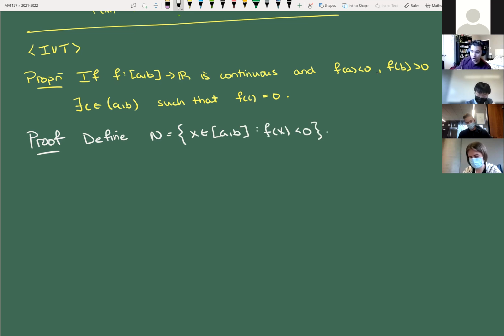Okay, it is non-empty and it is bounded from above, right? So it's not empty because a is in here, right? We know f(a) is less than 0. So it's non-empty since a is in N and bounded from above.